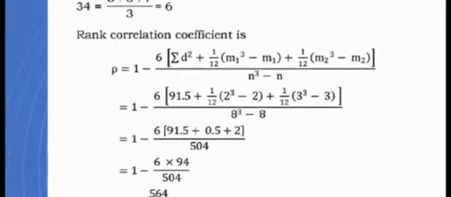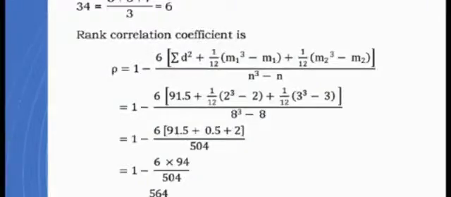rho is equal to 1 minus 6 summation d square plus, this is the correction factor, 1 upon 12 (m1 cube minus m1) plus 1 upon 12 into (m2 cube minus m2). Suppose if x is having more than one repeated value or y is having more than one repeated value, those total correction factors you will go on adding here. So this 1 upon 12 is a correction factor actually.